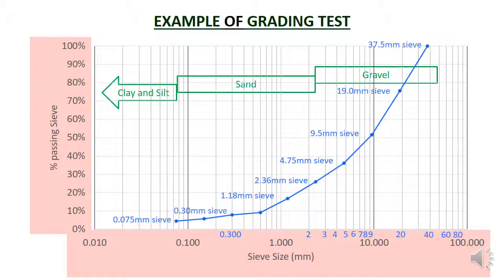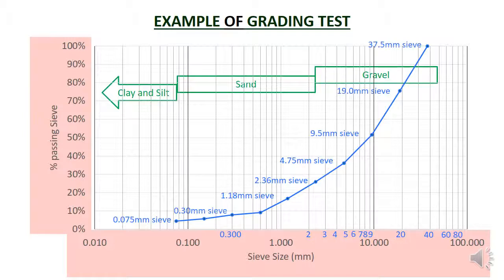So the sand is all of the material that passed the 2.36mm sieve, but was retained on the 0.075 sieve, 0.3mm sieve, and the 1.18mm sieve. The percentage passing the 2.36mm sieve is 26%, while the percentage passing the 0.075mm sieve was 5%. So we can say that 21% of the mix is sand, that is 26% minus 5%. The remaining 5% is silt and clay.